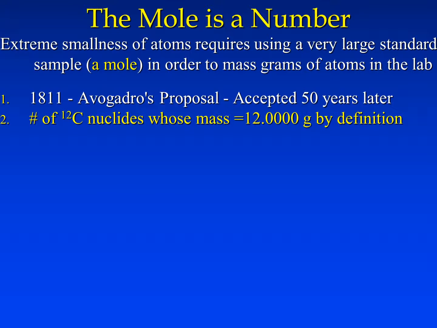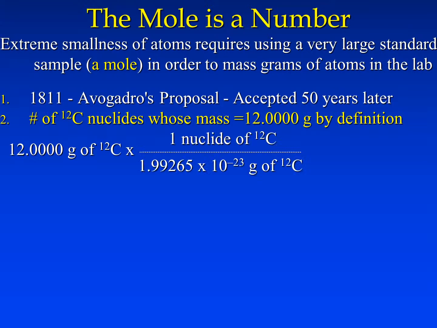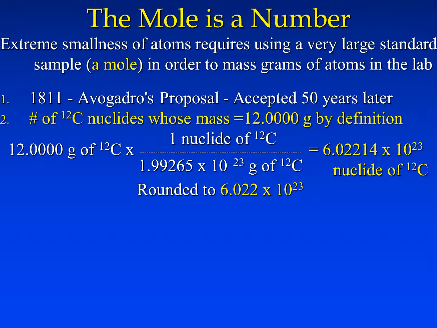The official definition of mole is simply this: it is equal to the number of carbon-12 nuclides whose mass is equal to 12.0000 grams by definition. So if we take that mass of carbon-12 nuclides and divide it by the mass of one carbon nuclide, we get Avogadro's number. And as you already know, we round it off to 6.022 times 10 to the 23rd.